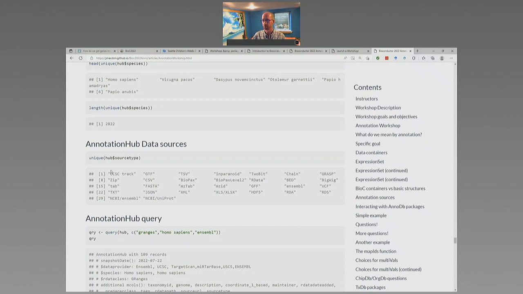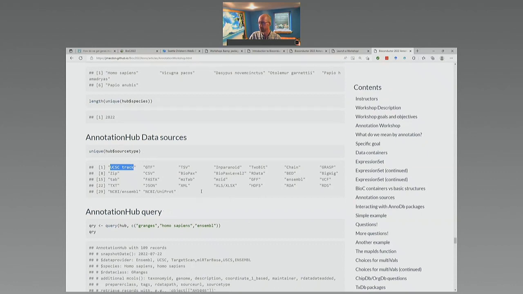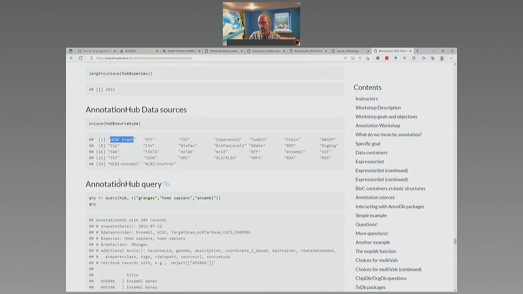And the source type is a little bit more helpful for some of it. Like Inparanoid is homology mapping. UCSC track is going to be mostly information coming from the UCSC genome browser, obviously. So Ensembl IDs from NCBI, UniProt from NCBI. Like I said, there's a lot of stuff here.